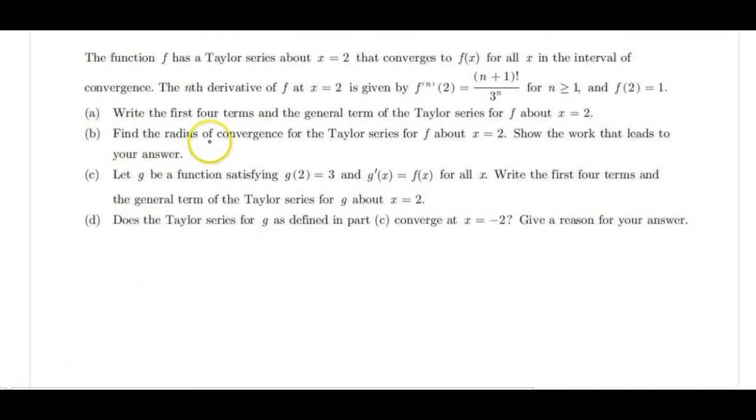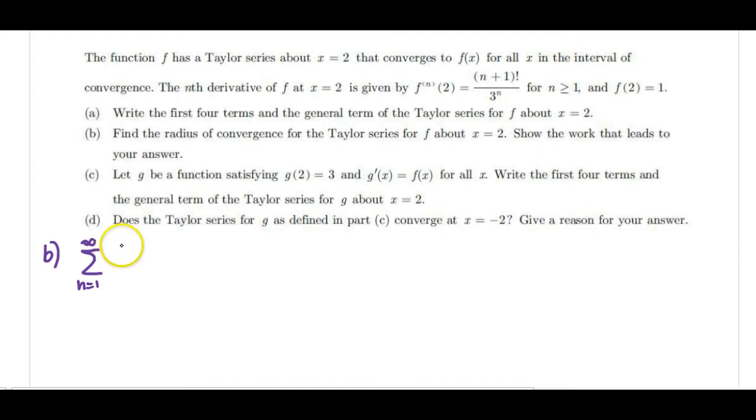Alright, part B. Find the radius of convergence for the Taylor series for f about x equals 2. Show the work that leads to your answer. So for part B, we're interested in the radius of convergence. So what we're going to do first is write out the general Taylor series.